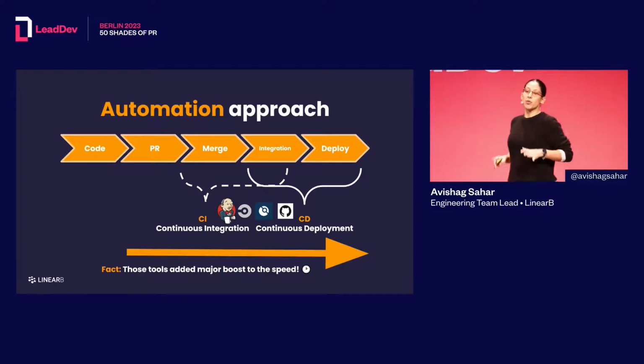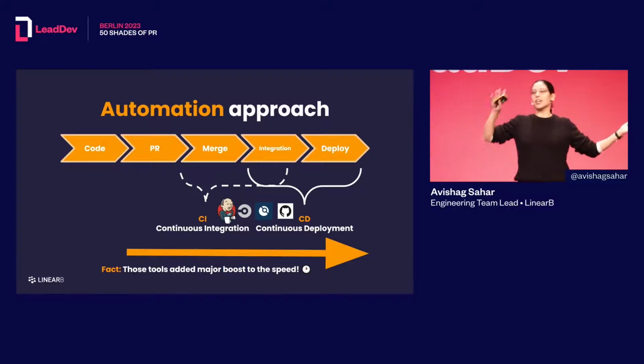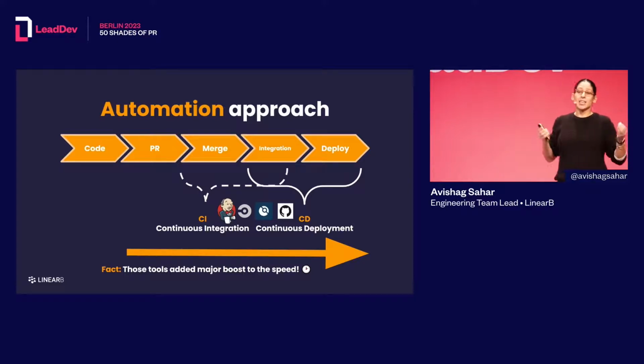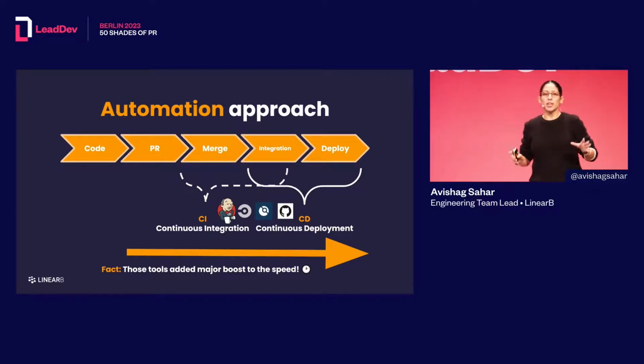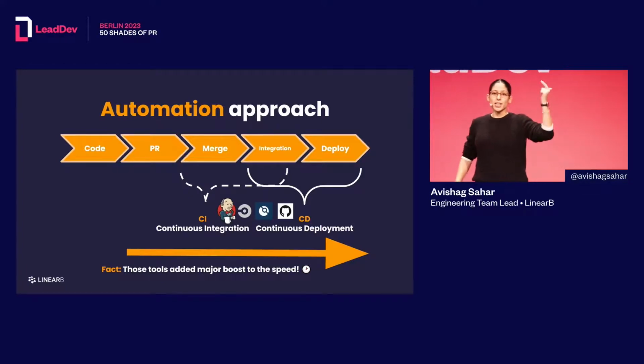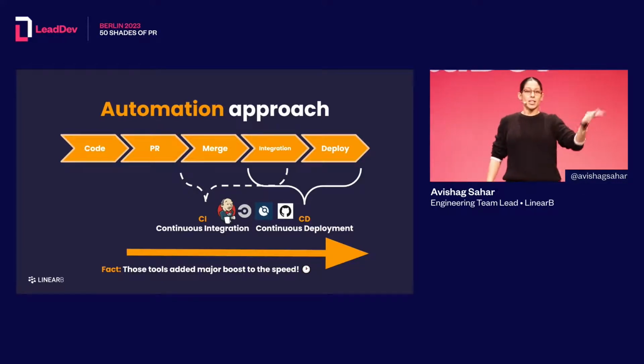We all take those for granted, but even me, back in the dark times in history, I had to copy DLL files from my local machine to the production server. Now, I can tell you that CI/CD tools are kind of revolutionary, even though, again, we are taking them for granted. So tools like Jenkins, CircleCI, GitHub Actions, Drone, they are adding a major boost to the speed.